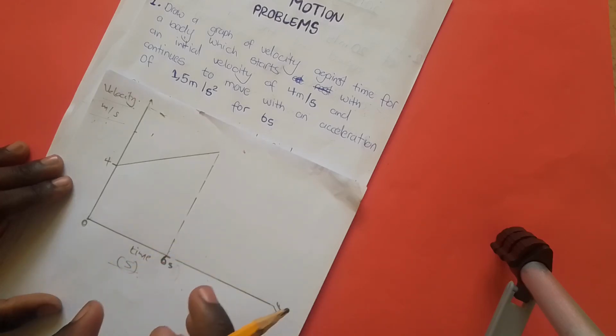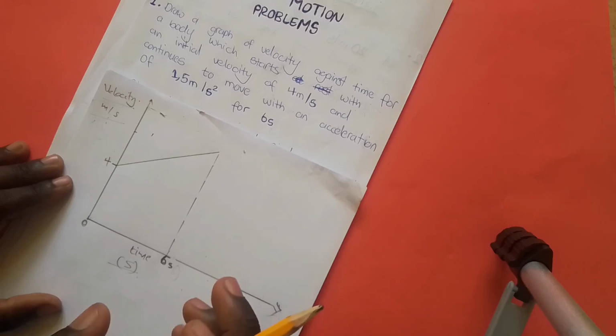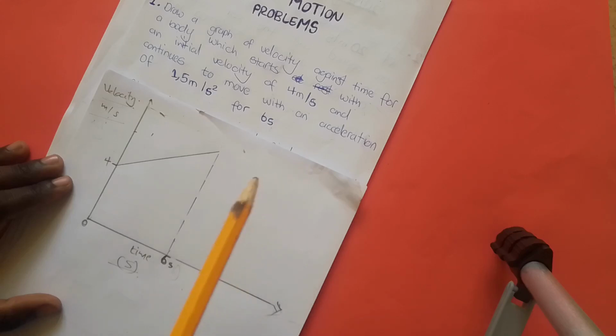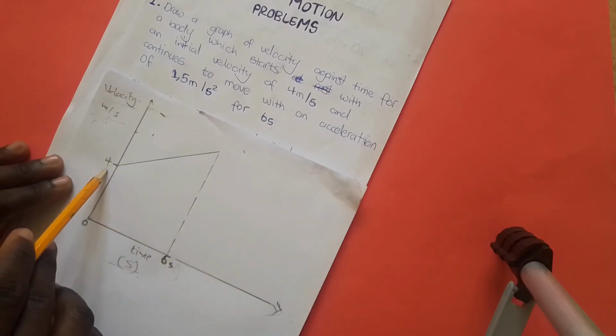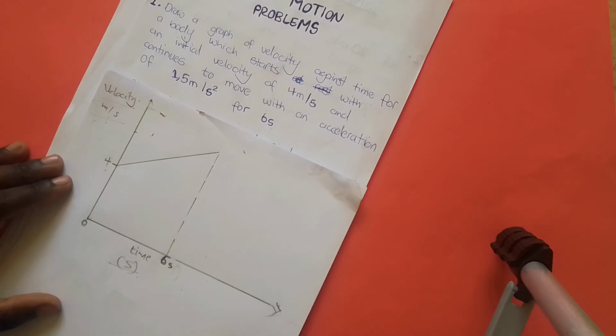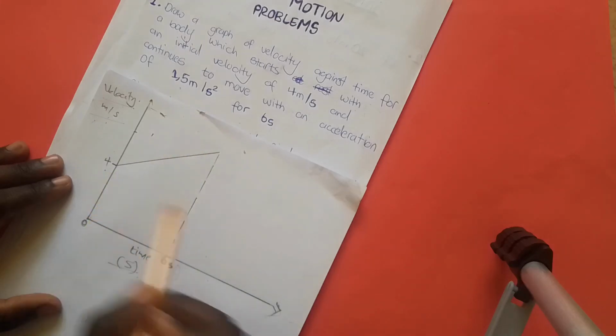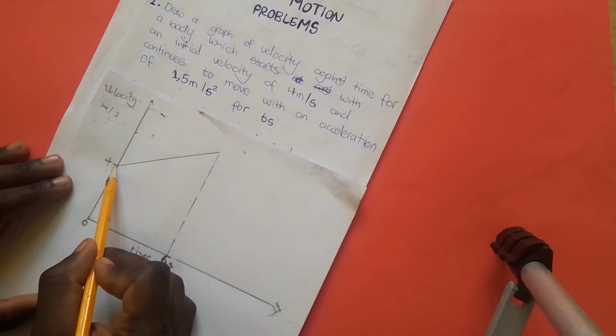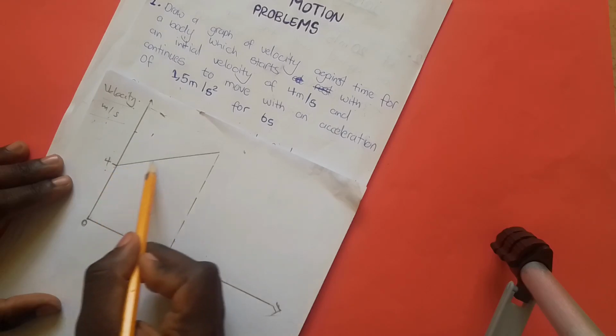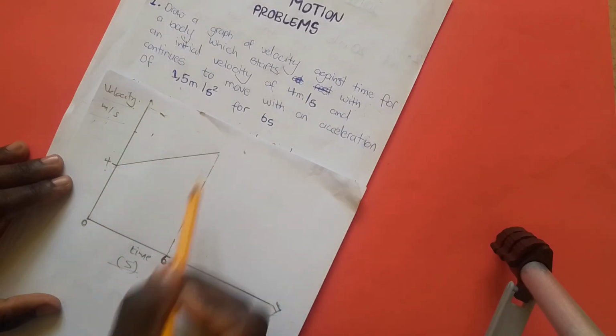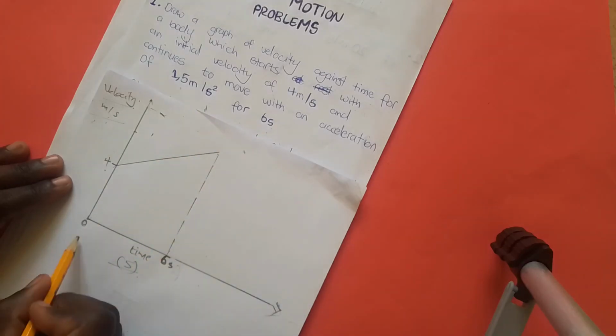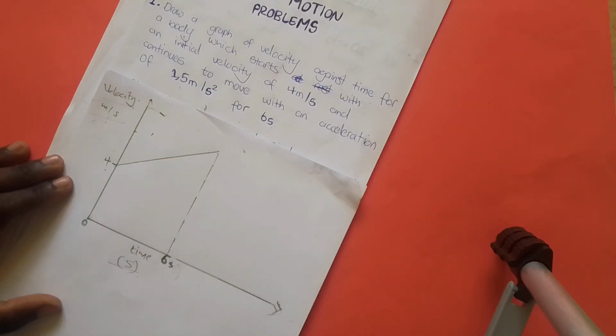So after you're done, you start factoring in the variables now. So we have the velocity variable and we have the time variable. The body is initially moving at 4 meters per second, right? Then it continues to accelerate to increase in velocity. Whenever a body is accelerating, it is increasing in velocity. So the body is moving with an acceleration of 1.5 meters per square second for 6 seconds. So it starts from 4 meters per second and gains in velocity for 6 seconds, right? So from 0 to 6, that's when the body was accelerating.